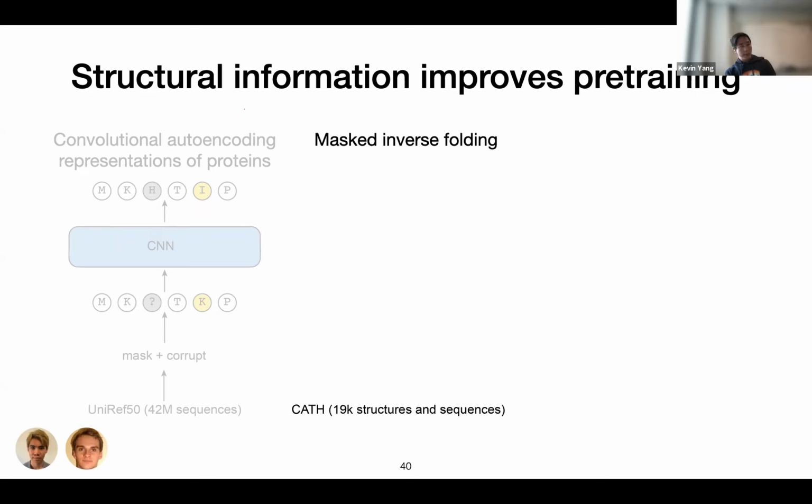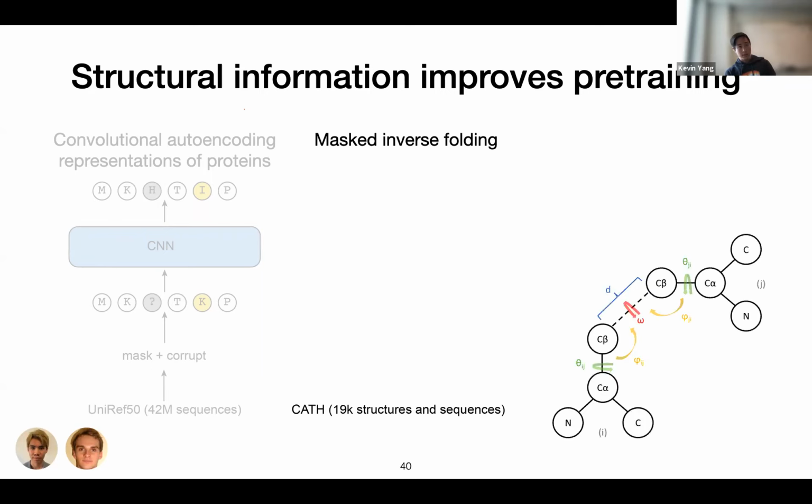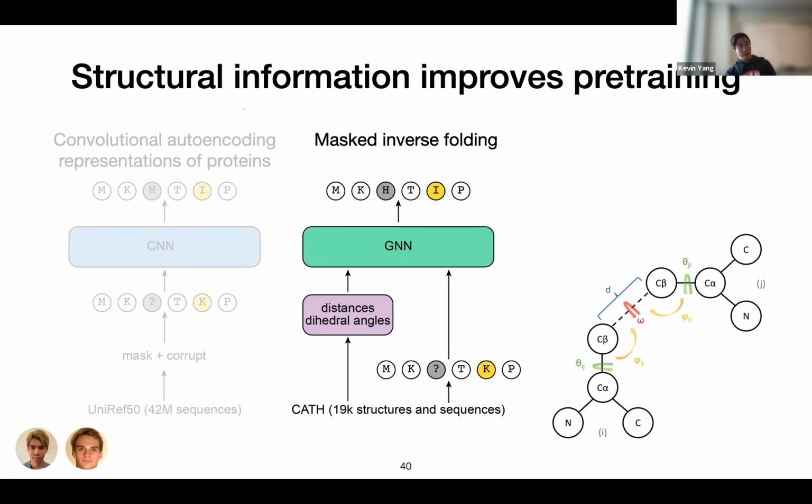So we train here on 19,000 structures and sequences from CATH. We're going to encode the backbone, so you can't give it the side chains because that would give away the amino acid identities. We encode the C beta distances as well as the bond angles, so distances and angles, along with the masked sequence, go into a graph neural network, which is then used to recover the original sequence. So here's CARP, and we call this masked inverse folding.